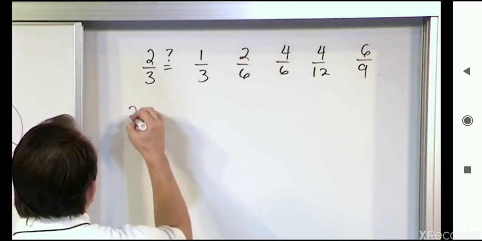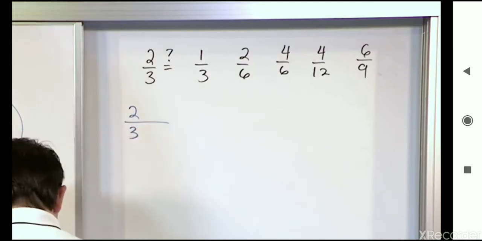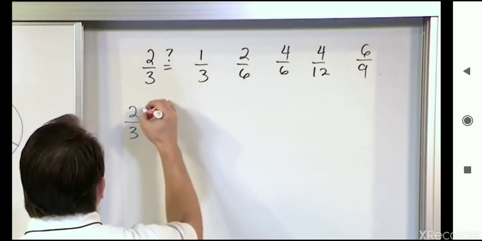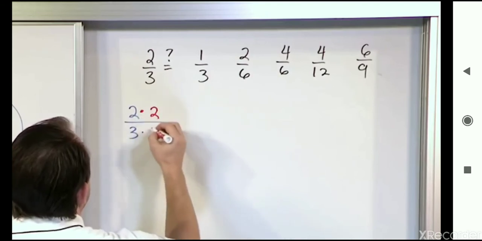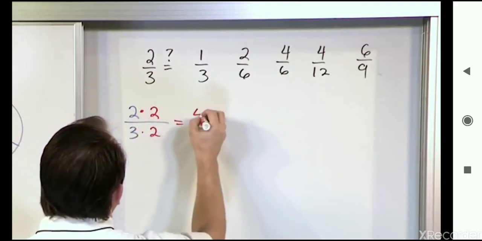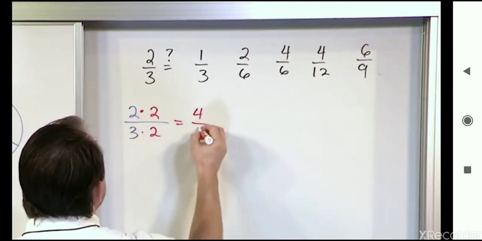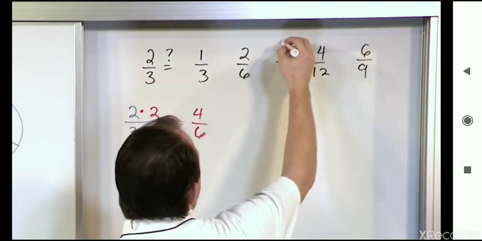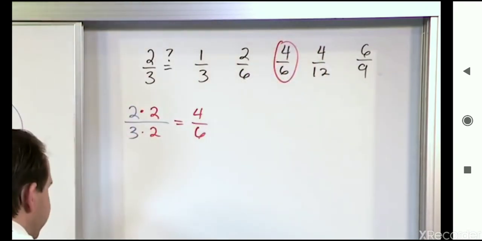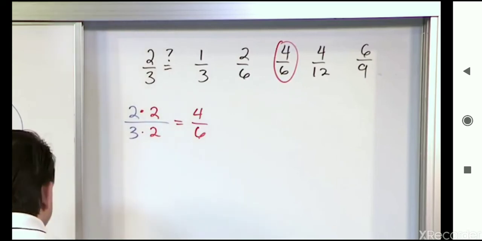So I start with my 2/3, and I multiply this. Let's just start by multiplying by 2. That's the easiest thing to multiply. 2 times 2 is 4. 3 times 2 is 6, so 4/6. 4/6 is in this list. So these 2 fractions are equivalent, even though they look a little bit different.